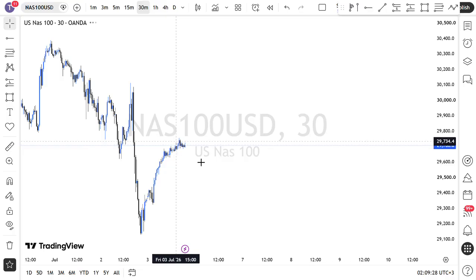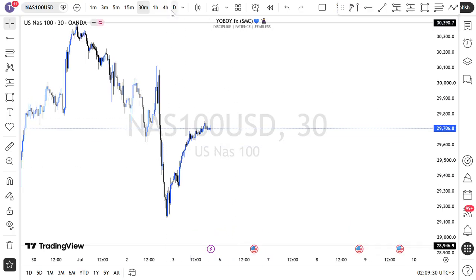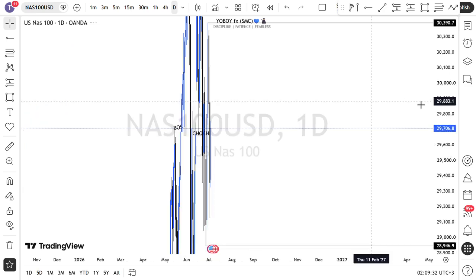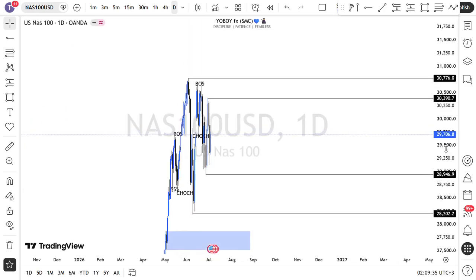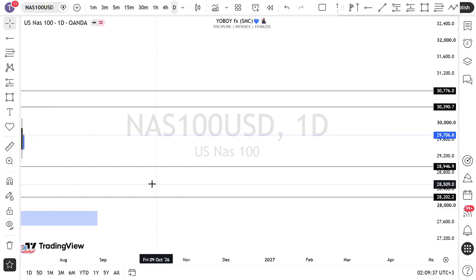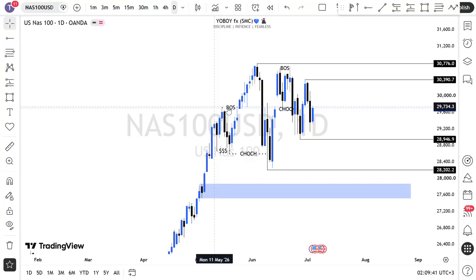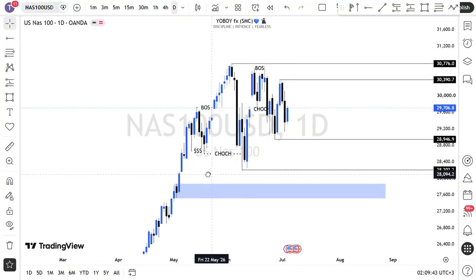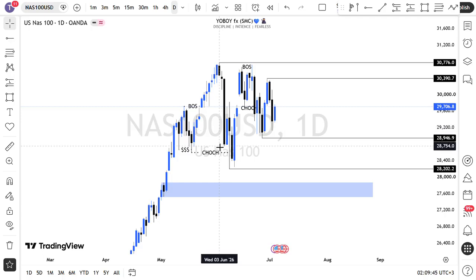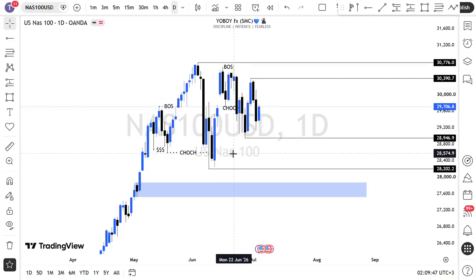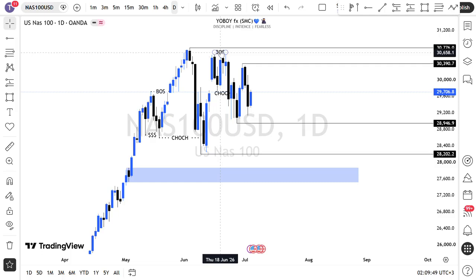I also have NAS 100 as my next pair. So on NAS 100 into the daily time frame, we have some good structures here, and price formed a very good change of character to the downside. We had a break of structure to the upside. Then later on, we had this massive bearish move to the downside. Then price came back into this area, and then we had a change of character inside the lower time frame.